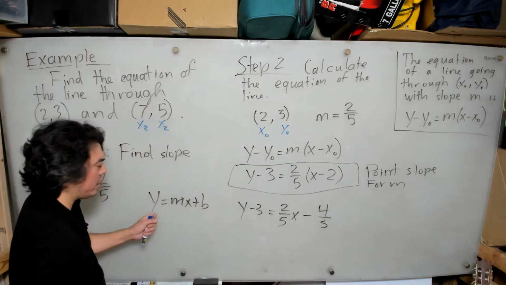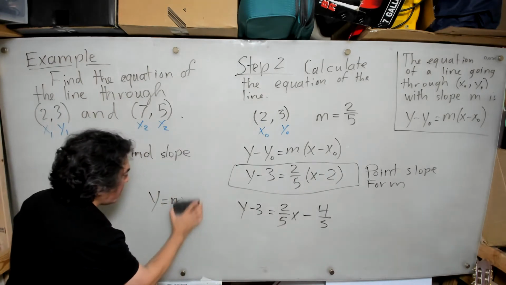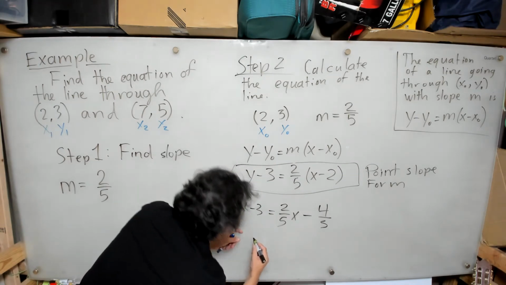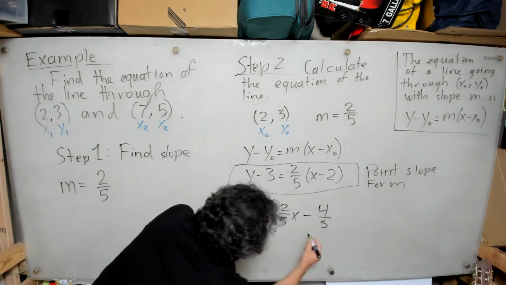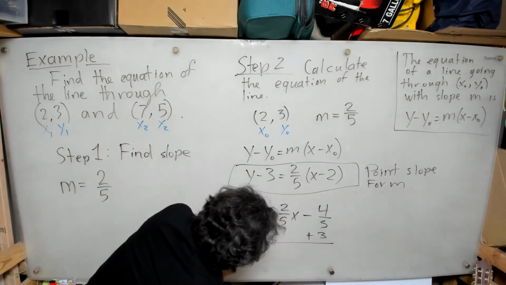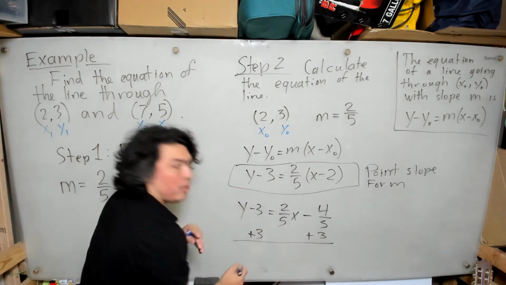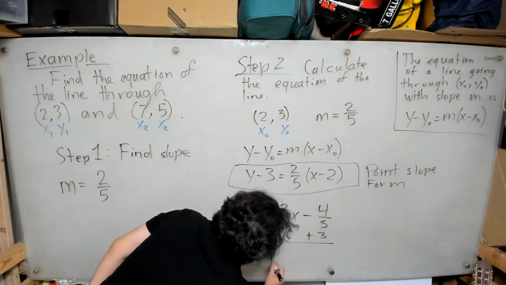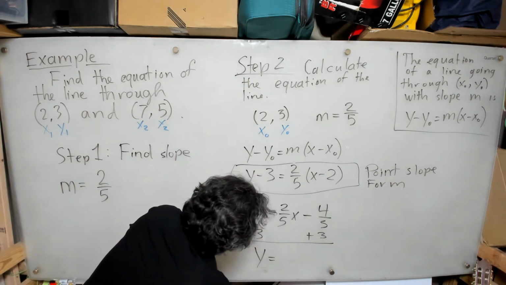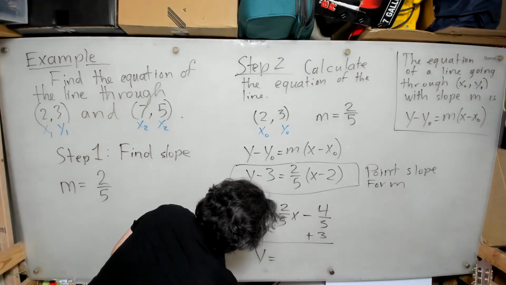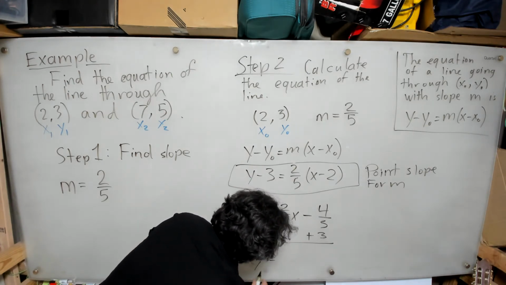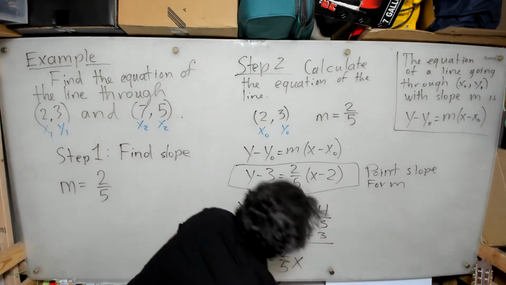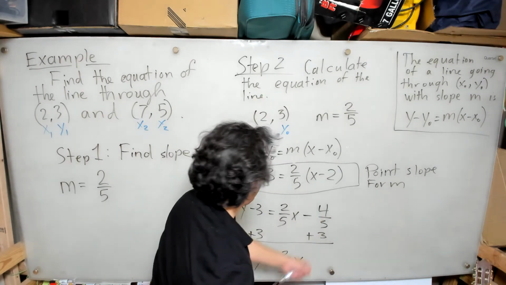So what I want to do is get the y by itself here. To get the y by itself, I have to add 3 to this side and add 3 to this side. On the left-hand side, negative 3 plus 3 disappears. That disappears the 3. So now I have y equals 2/5 x, and then negative 4/5 plus 3.